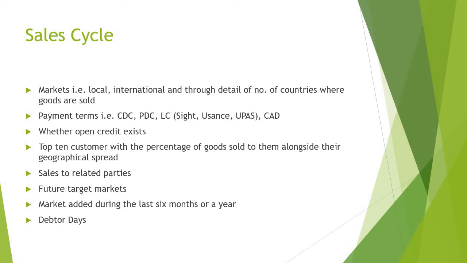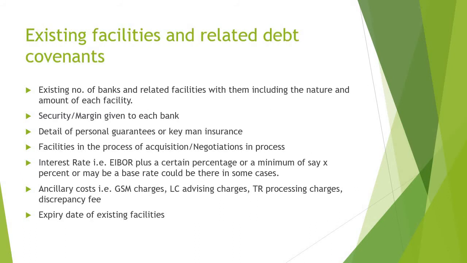So then comes my next slide, that is an overview of the existing facilities. This is the information which we should have about the existing facilities of the organization and the related debt governance. For example, we should have an idea of how many banks we are dealing with and what facilities are there.